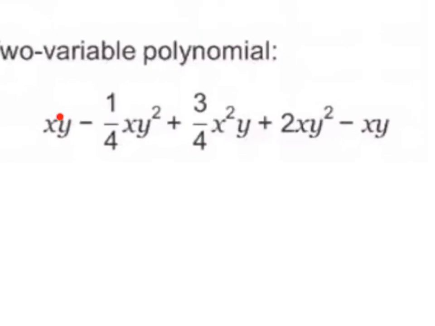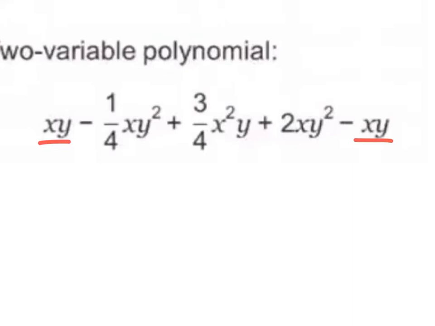I'm going to look at this first term, xy. Do I see any other terms with just a single x and a single y? This one has y squared, so these aren't like terms. This one has an x squared, so that's not a like term. And this one has a y squared, so these aren't like terms. But this one has an xy. So xy and xy, those are like terms that I'm going to combine.